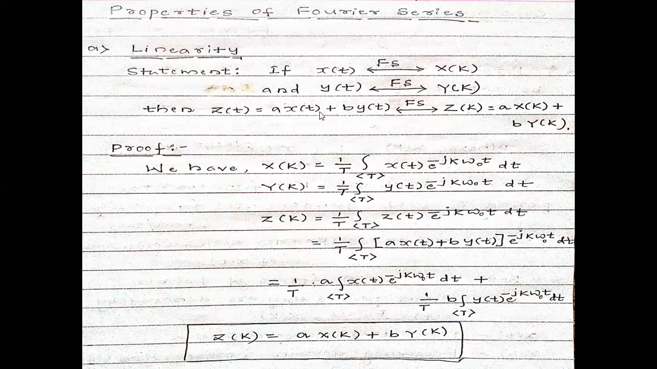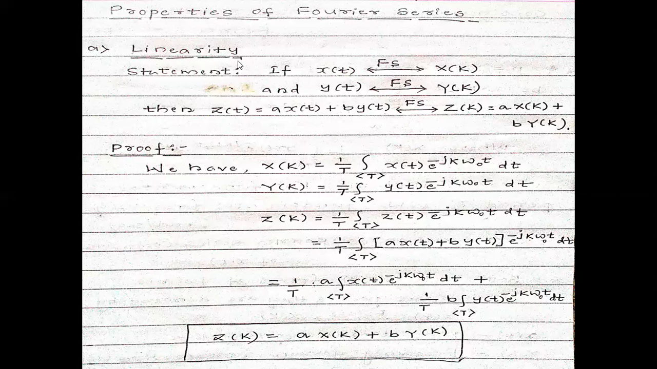Whenever there is a weighted sum of the scaled inputs a times x of t and b times y of t, the output is the weighted sum of the responses of the system for the individual inputs. So it is a times x of k, where x of k is the transformation of x of t, and y of k is the transformation of y of t, where the transformation is the Fourier series transformation.